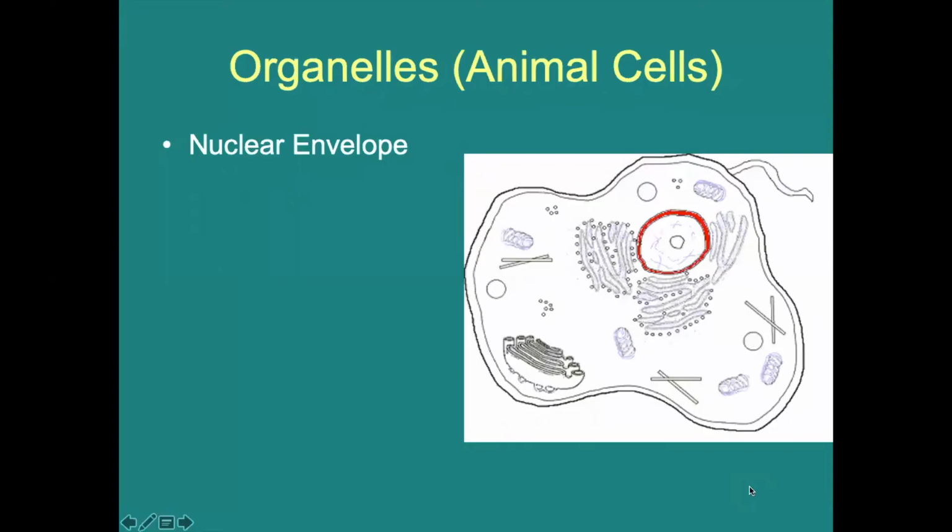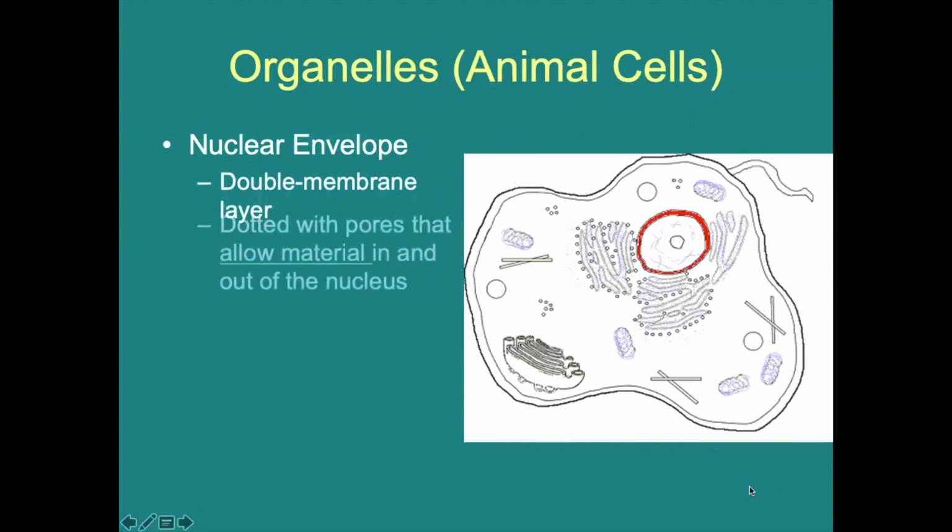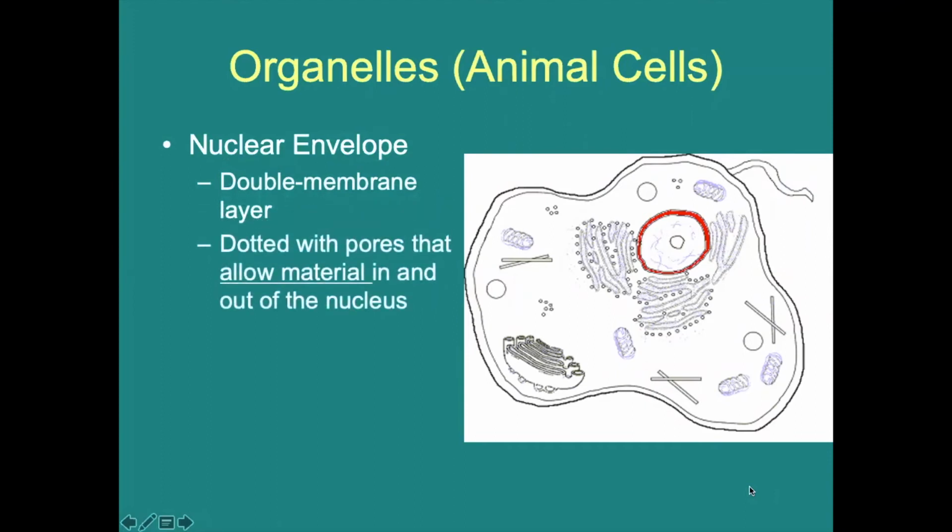Surrounding your nucleus is something called a nuclear envelope. It's kind of like a cell membrane, except just for the nucleus, and it's double layered. Right? You have 2 layers of this because it's very important to protect. So a double membrane layer, and it's dotted with pores that allow material in and out of the nucleus.